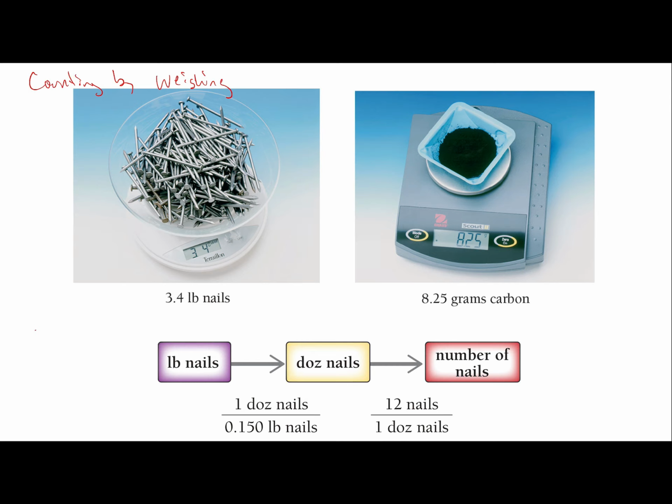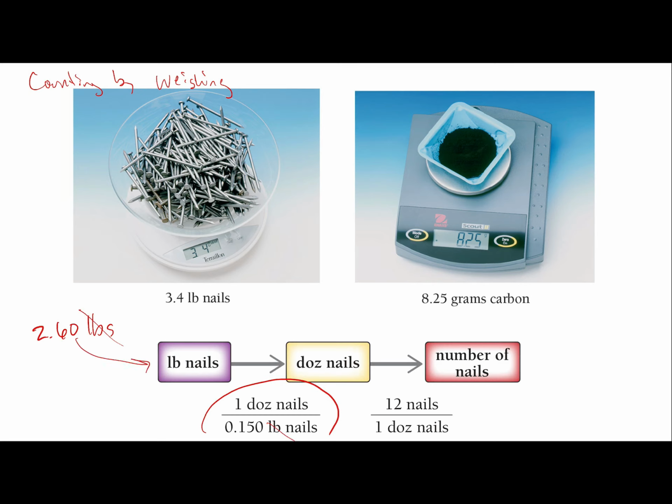Now, let's say a customer buys 2.6 pounds of medium-sized nails, and a dozen of these nails weigh 0.150 pounds. So then how many nails did the customer buy? So we would say, okay, 2.60 pounds of nails, and we know that, this is a conversion factor here, that every dozen nails is 0.15 pounds. So we would set up our conversion factor so that pounds is on the bottom, so it'll cancel pounds on top.